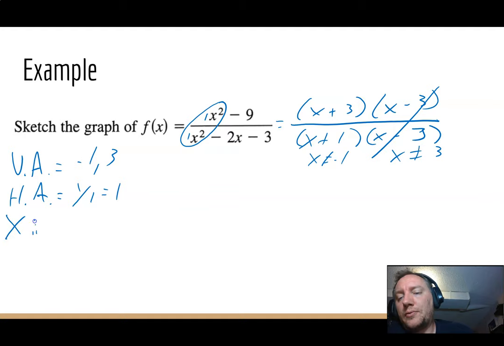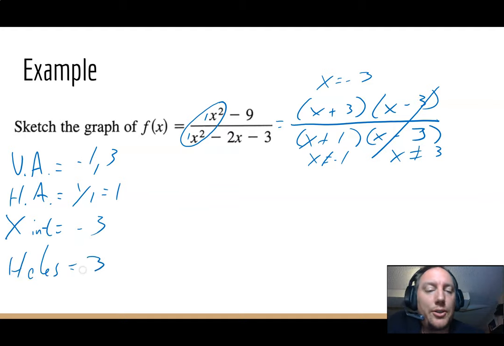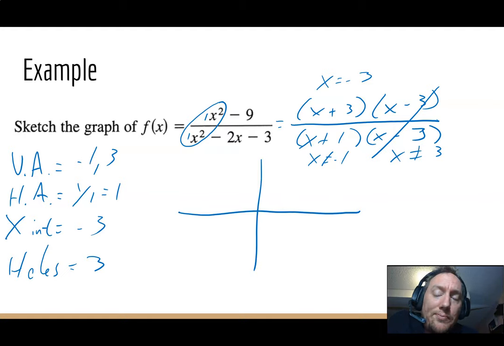X-intercepts. You figure out the x-intercepts after you cancel. In this case, all that's left on top is x plus 3, so x equals negative 3 is our x-intercept. And the holes are what is canceled, so it's got a hole at 3. This one has a little bit of everything. It's also kind of a worst case scenario. It has two vertical asymptotes. There's not going to be one of those on the homework, or, I guess everything's homework, on the Schoology quiz, but just so you know how to do it.